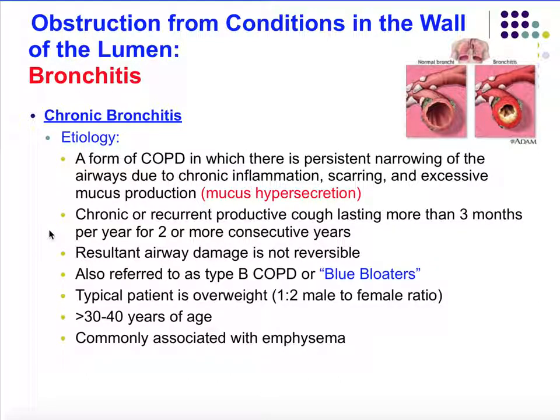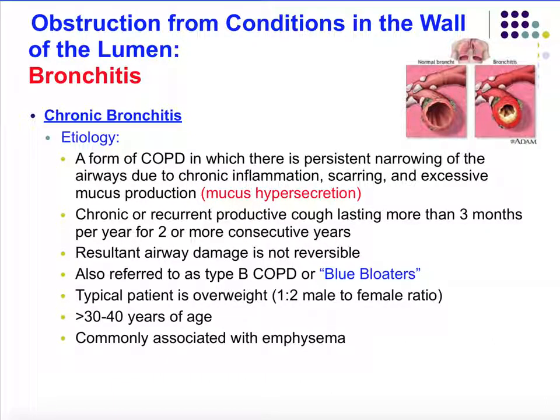Chronic or recurrent productive cough that lasts more than 3 months a year for 2 or more years would constitute having chronic bronchitis. So just having it for a month is not going to be considered chronic, but it lasts 3 months for 2 or more consecutive years. The resultant airway damage, unfortunately, is not reversible.